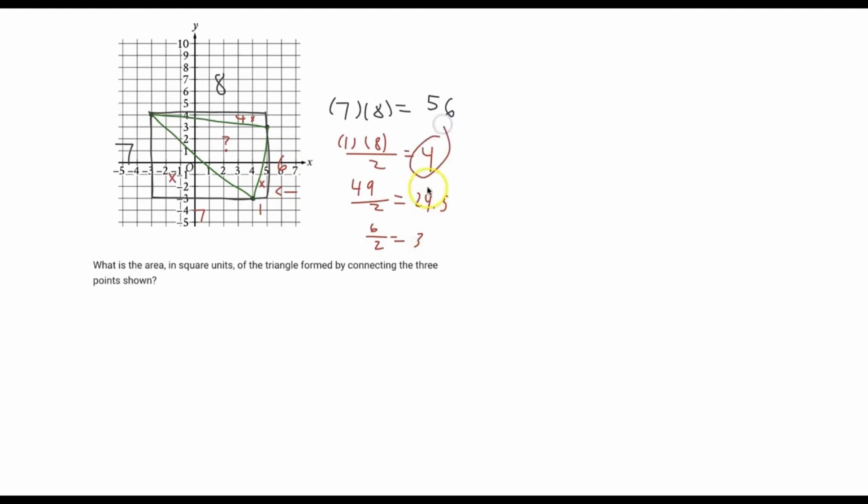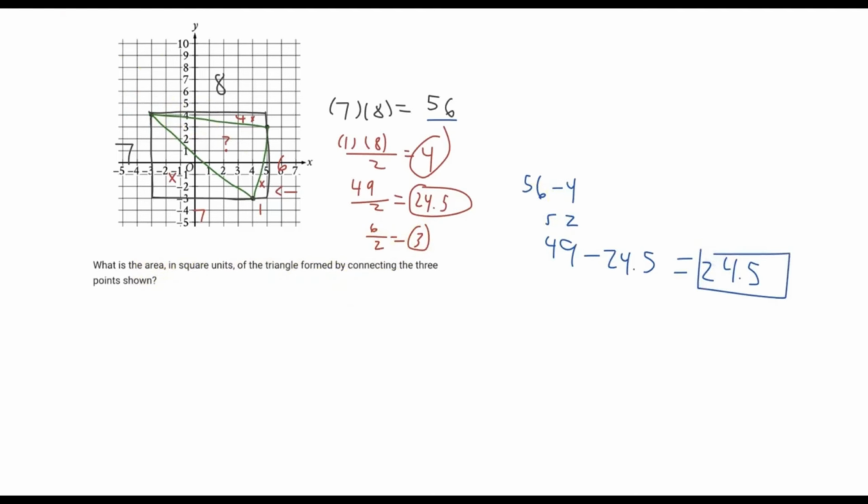So these are the areas of the external parts that we want to subtract away from 56. So 56 subtract 4 is 52. 52 subtract 3 is going to give us 49. And then 49 subtract 24.5 will give us a final answer of 24.5. And therefore, our answer for the area in square units of the triangle is 24.5.